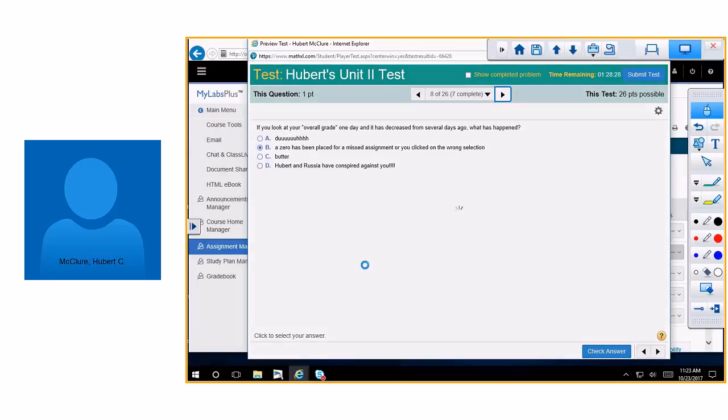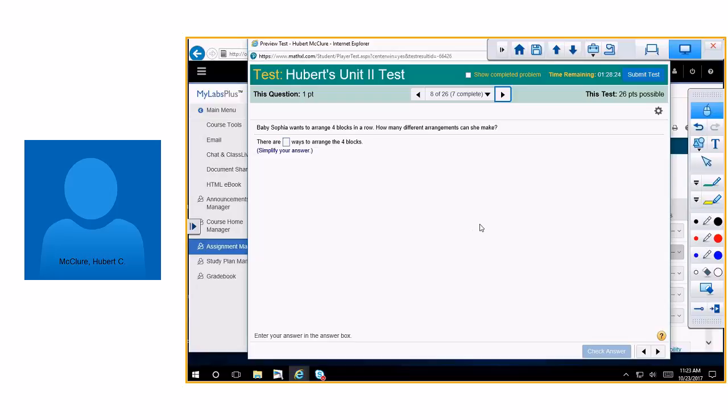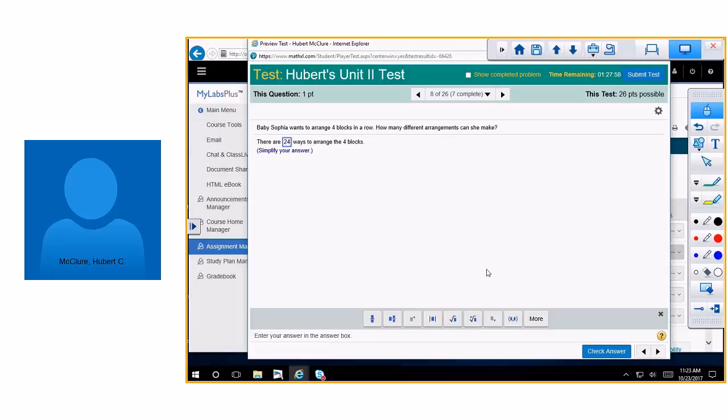No hiccup in class. Baby Sophia wants to arrange 4 blocks in a row. How many different arrangements can she make? 4 what? Factorial. So 4 times 3 is 12. 12 times 2 is 24. So 24 should be your answer. Four factorial, 4 times 3 times 2 times 1.